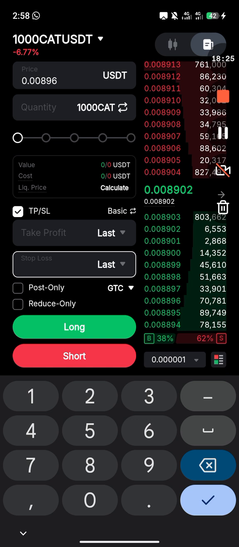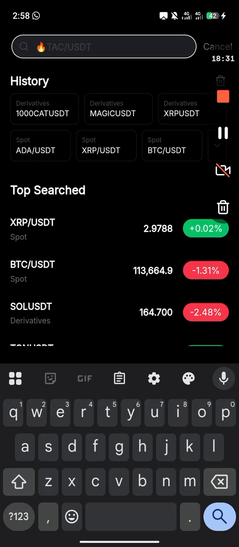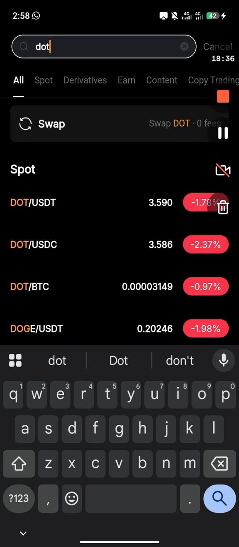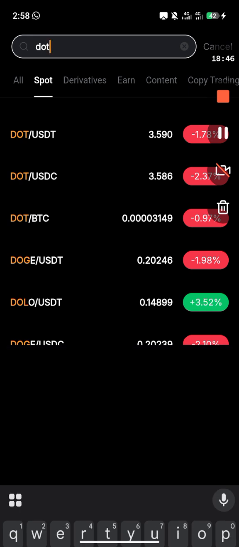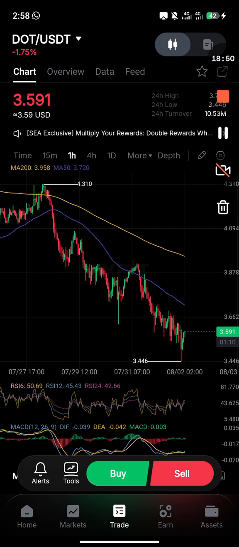And if it was spot you were given, all right, you just come to this place. Okay, I was told to buy DOT on spot. So you click on DOT, you click on spot. Of course, depending on what you have in your portfolio, if it's BTC, you click on DOT BTC. If it's USD, you click on spot USD. So you click on DOT USDT, and then you will buy.